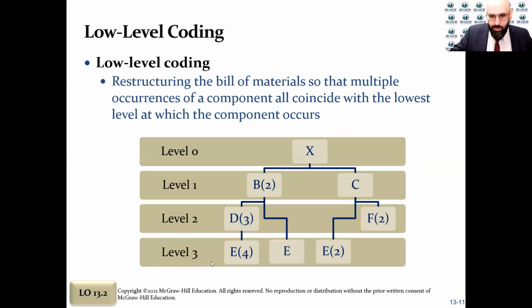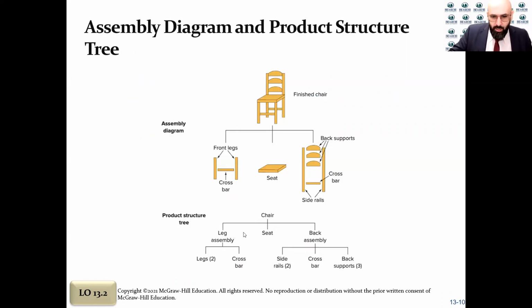components and subcomponents. So for example here, the chair is divided into leg, seat, and back. The leg assembly, you will have 2 legs and the crossbar. And the seat is only 1 component, which is just the flat wood right there, the seat. And the back assembly will have the side rails, 2 of them, crossbar, 1 of them, and back support, which we have 3 of them.